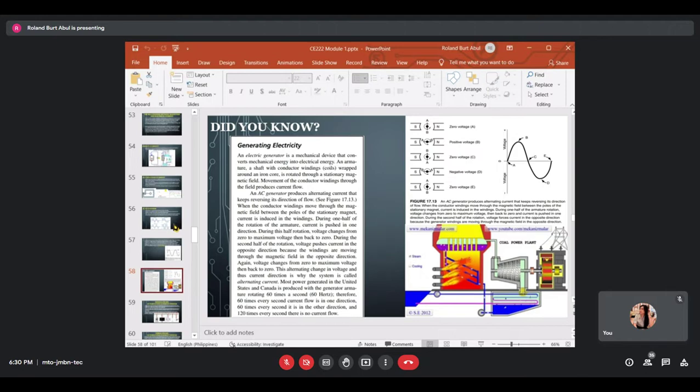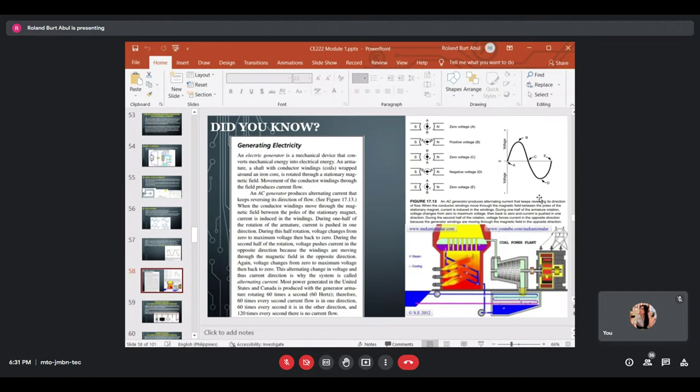So, proceed ko. So, for generating electricity, an electric generator is used. So, unsa man ni siyang electric generator? So, it is a mechanical device that converts mechanical energy into electrical energy. An armature, a shaft with conductor windings or coils wrapped around an iron core, is rotated through a stationary magnetic field. Movement of the conductor windings through the field produces current flow. An AC generator produces alternating current that keeps reversing its direction of flow. So, ga-refer siya diri sa figure 17.13.